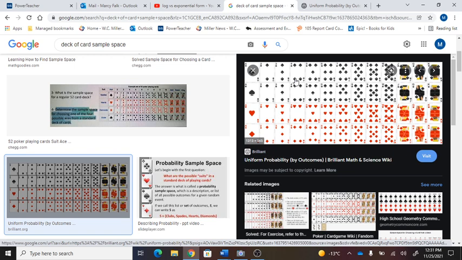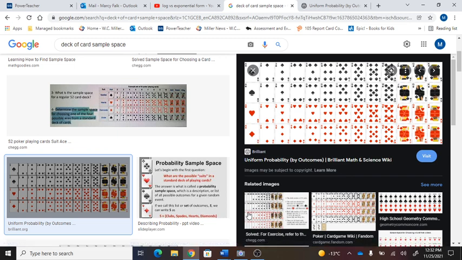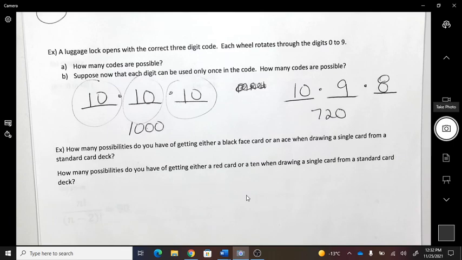How many face cards are there in the whole deck? 12. 3 times 4. Some of you I might have to print this sample space for, and that's fine, I will. Bring a deck of cards. 4, 13, 52. Some numbers to know about cards. You guys need to play more cards.